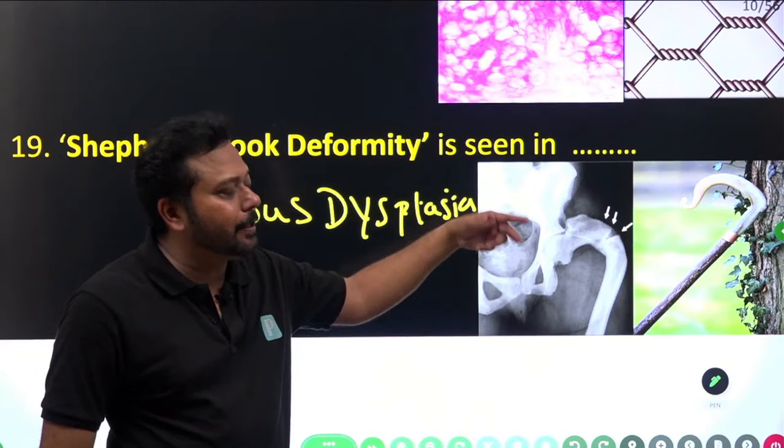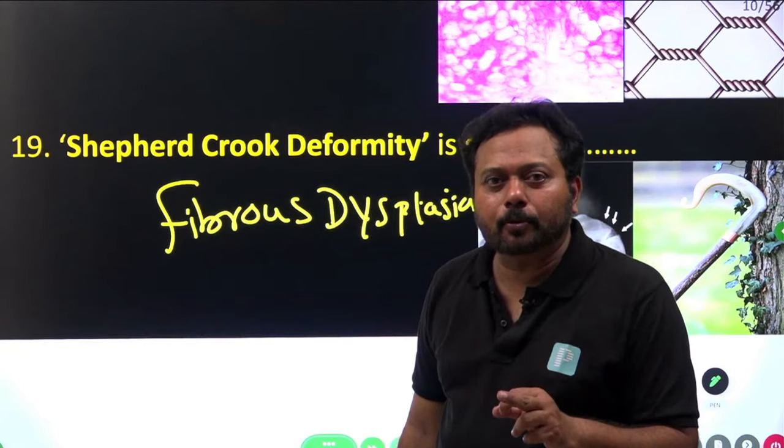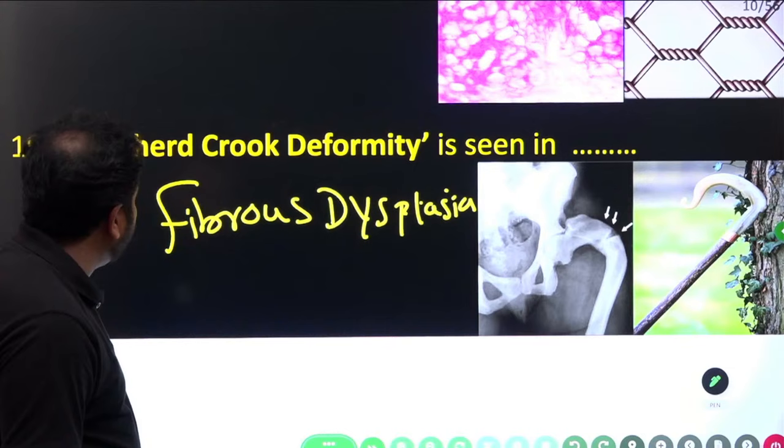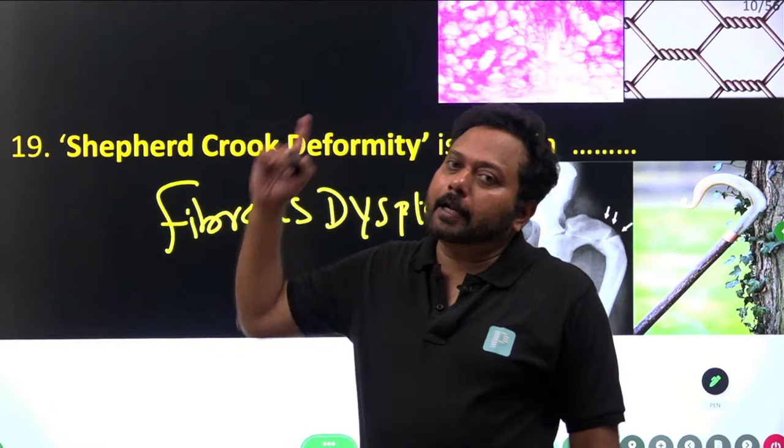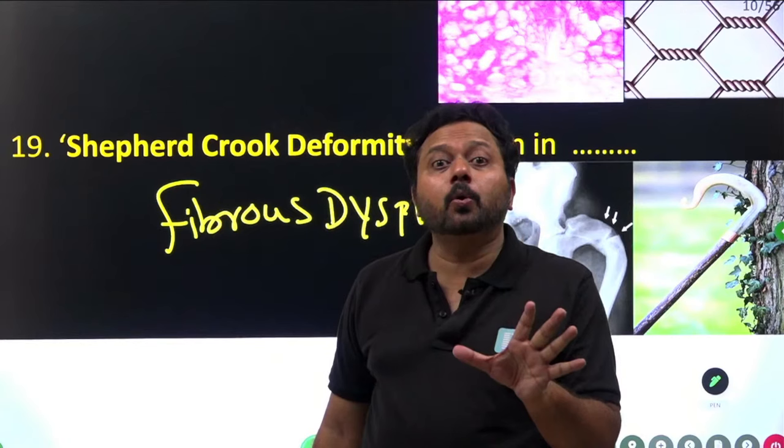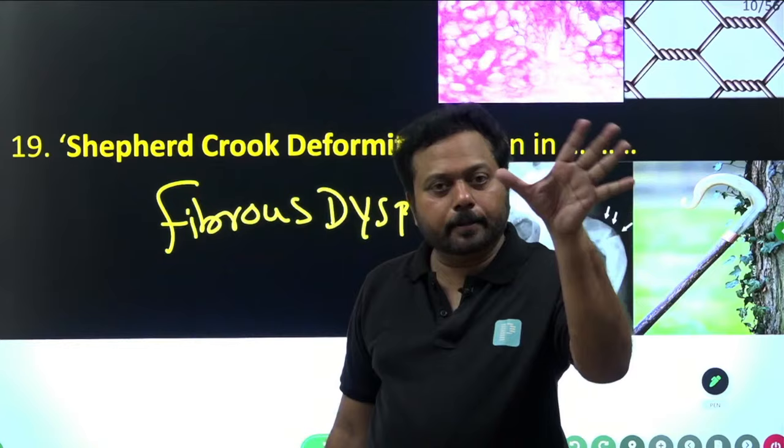Okay. Mostly shepherd crook deformity happens in polyostotic fibrous dysplasia. McCune-Albright syndrome. So very important. Shepherd crook deformity, fibrous dysplasia. Another radiological appearance we had already discussed. It will give a ground glass appearance. On X-ray the bone appears like ground glass. Ground glass appearance of the bone, fibrous dysplasia. Shepherd crook deformity, fibrous dysplasia. Yes.